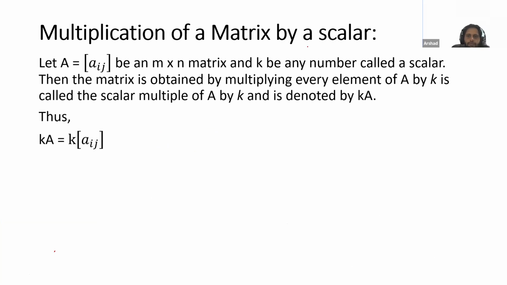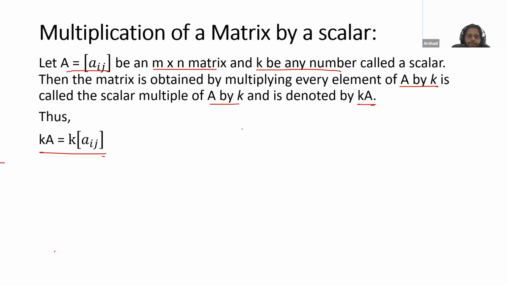The same thing is written over here. Let A be an m by n matrix, K be any number. The matrix obtained by multiplying every element of A by K is called the scalar multiple of A by K, denoted by KA. The same thing we have already discussed. So please note this down, confirm, then we will start the next topic.